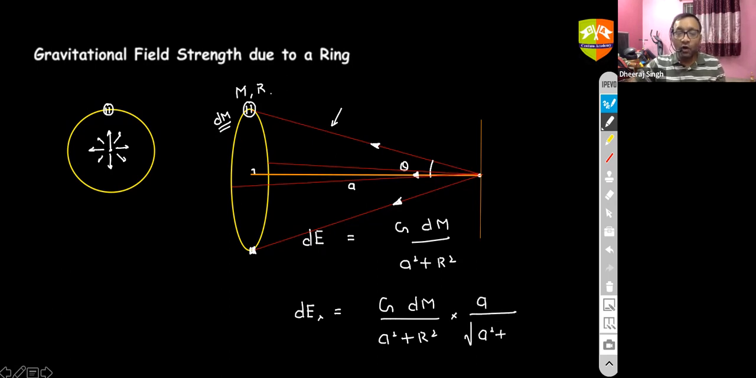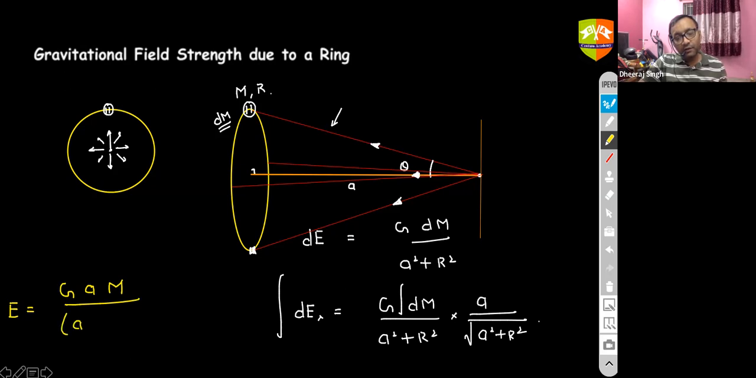Now, since all the components are along the same direction, you can integrate them. Integral of DM becomes M. So the field is G A M divided by A square plus R square raised to power 3 by 2. This is what you get. So now if you put a point mass of mass M over here, the force between the ring and this point mass M would be this field multiplied by this M.